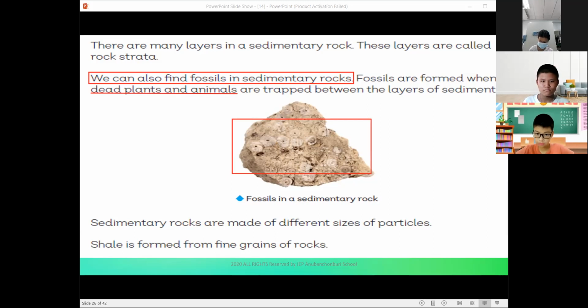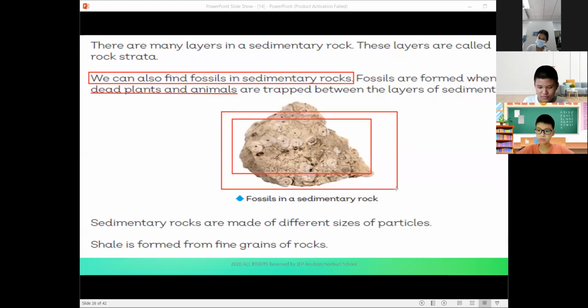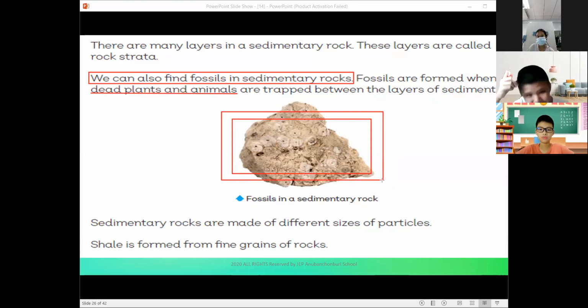A remain of a fish? Or a plant? Or what is it? Jirayu, what do you think? Fish. A fish. Oh my god. There is a bone of a fish that you can see here. Huh? Are you sure? You can see the fish here. What can you see in this picture? Fossil of? What are these things?